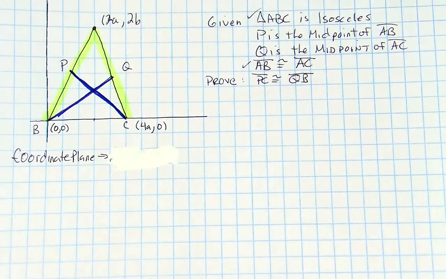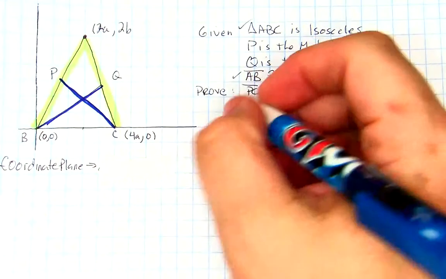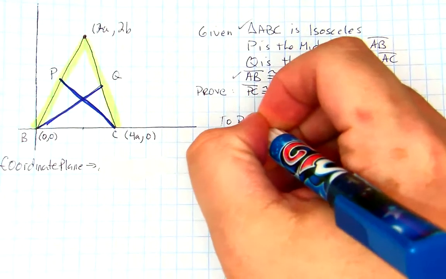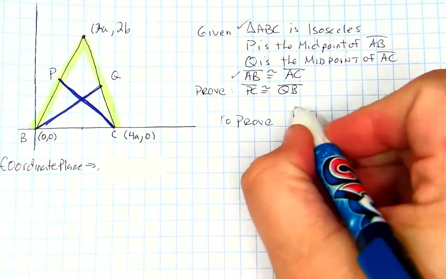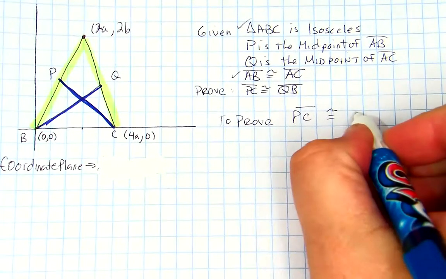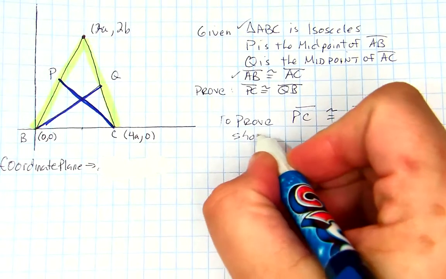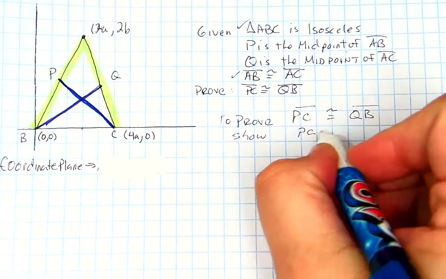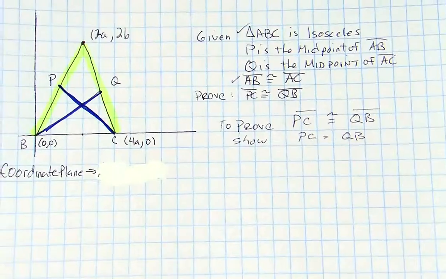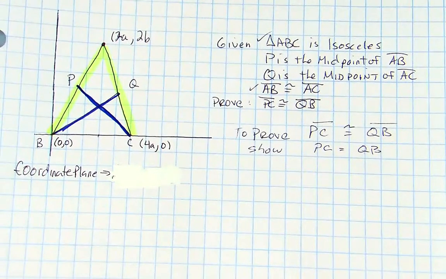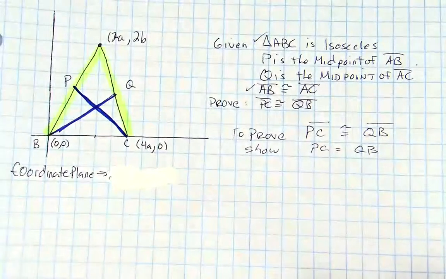So, in order to prove this, to prove that PC, the segment PC, is congruent to QB, we need to show that the length of PC is equal to QB. And we're told some key pieces of information. One of them is P is the midpoint of AB.